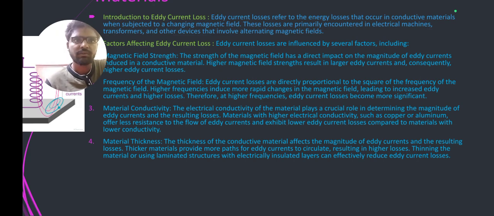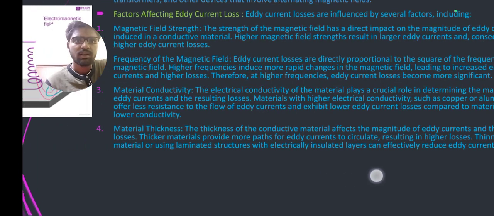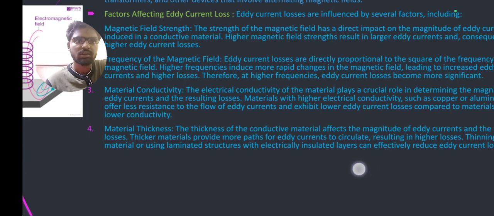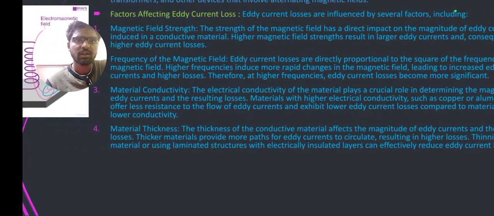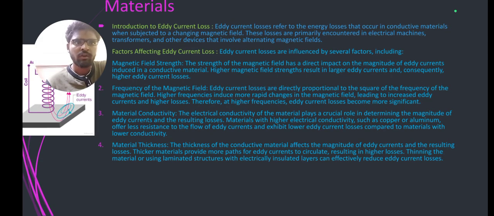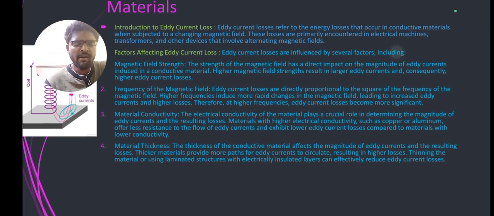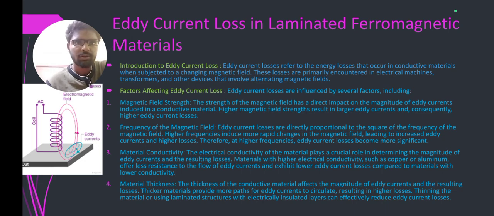Frequency of the magnetic field. Eddy current losses are directly proportional to the square of the frequency of the magnetic field. Higher frequencies induce more rapid changes in the magnetic field, leading to an increase in eddy currents and higher losses. Therefore, at higher frequency, eddy current losses become more significant. Material conductivity. The electrical conductivity of the material plays a crucial role in determining the magnitude of eddy current and resulting losses.